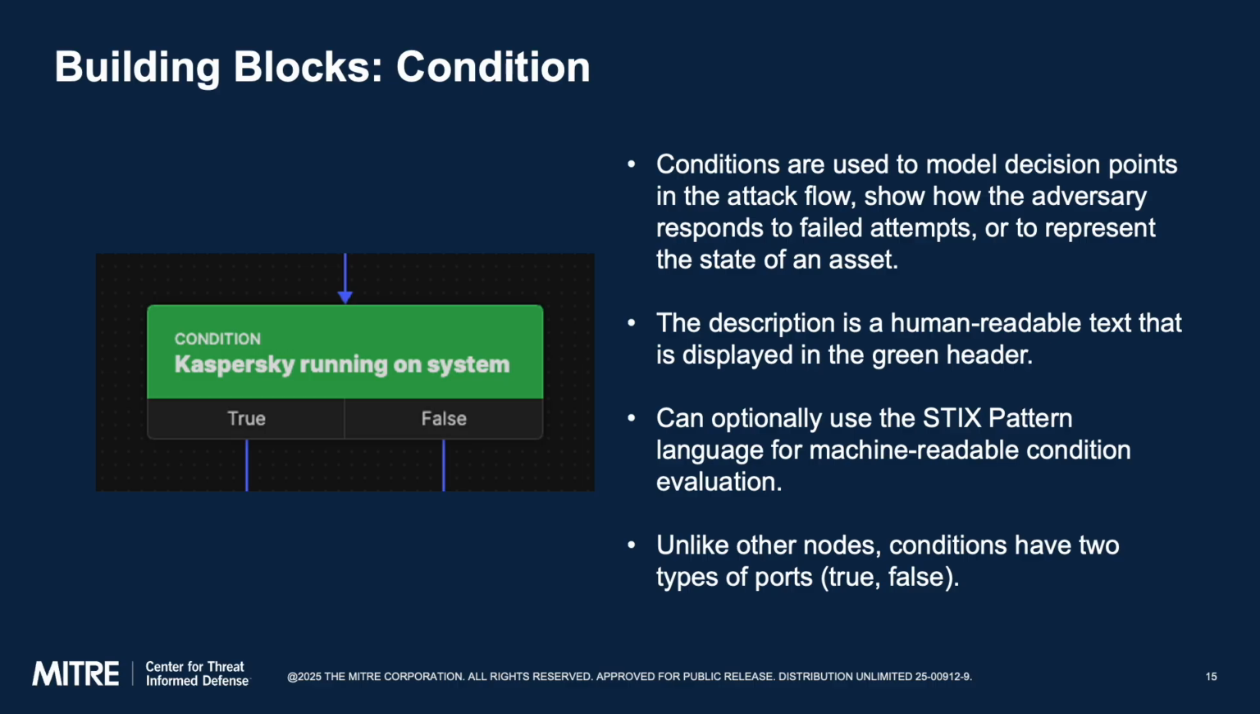The next building block is the condition. The condition is used to model how the adversary makes decisions or how they respond to failed attempts. The description is human readable text that is displayed in green. And optionally, you can use the STIX pattern language for machine readable conditions. Unlike other objects in attack flow, conditions have two different types of output. One is true and one is false.